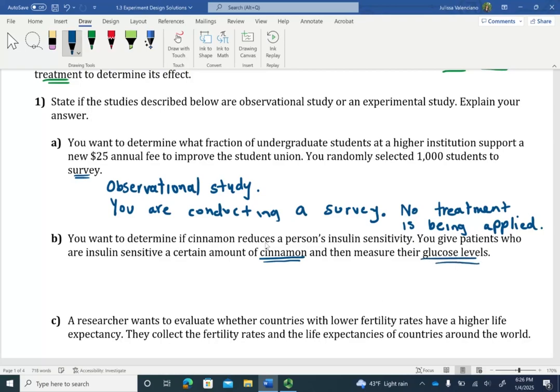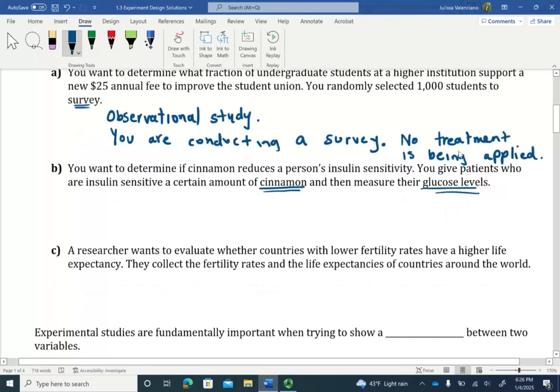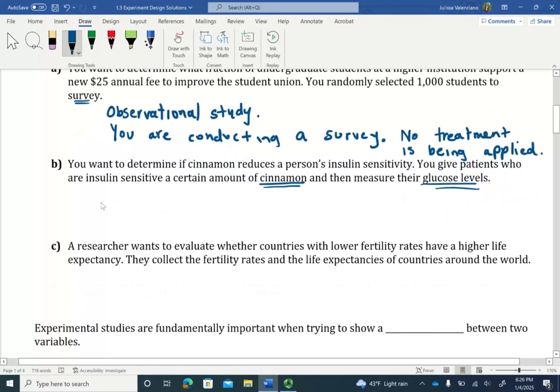Okay, so an experiment is going to be when an investigator changes a variable. Okay, so if you're applying or if you're giving the participants cinnamon, the cinnamon could change the glucose levels. Okay, so you are changing a variable. You are applying a treatment. So this is an experimental study.